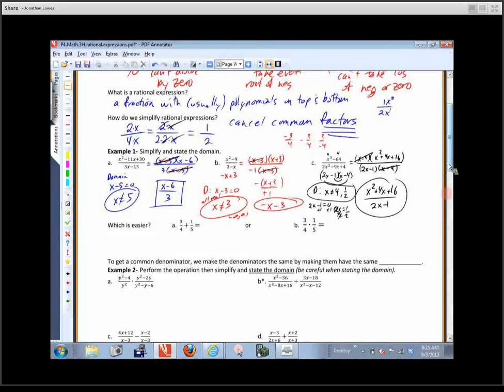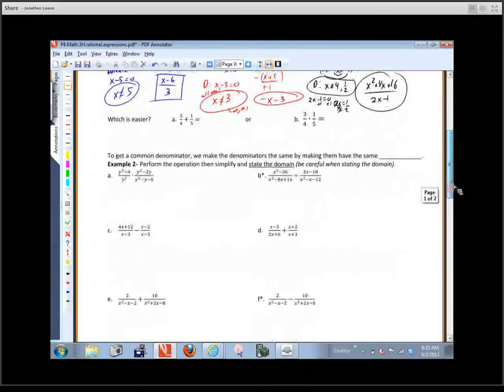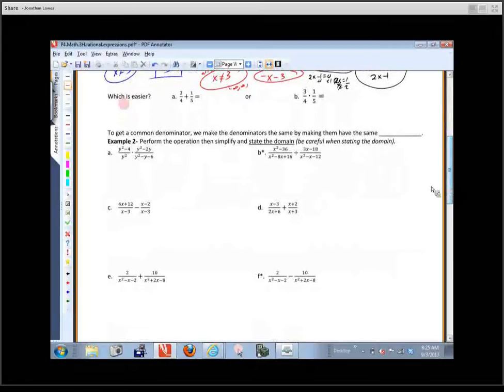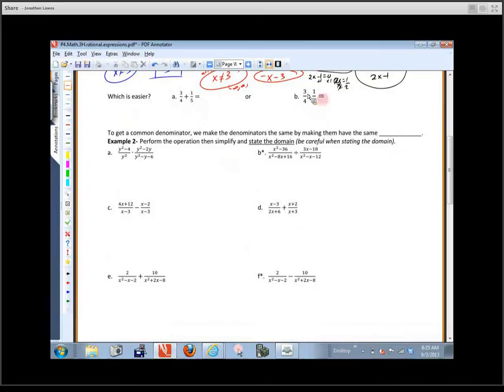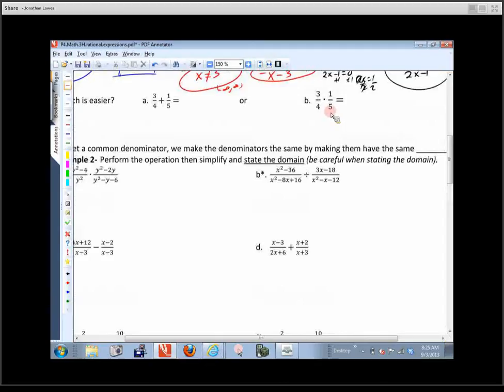Okay, now we're going to take a look at some operations. So adding, subtracting, multiplying, and dividing. So which one's easier, 3/4 plus 1/5 or 3/4 times 1/5? The timesing is, right? Lynn, why is multiplying them easier? Because you don't have to find the common denominator. Very good. You don't have to find a common denominator. So all we have to do is just multiply straight across. So this is going to be a 3 on the top and a 20 on the bottom.